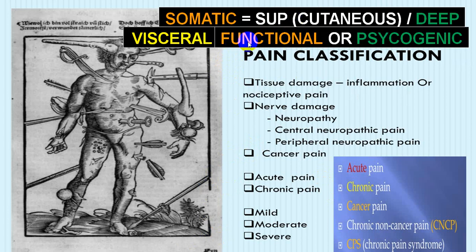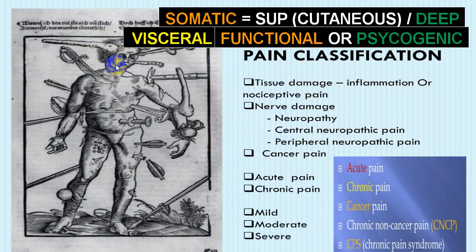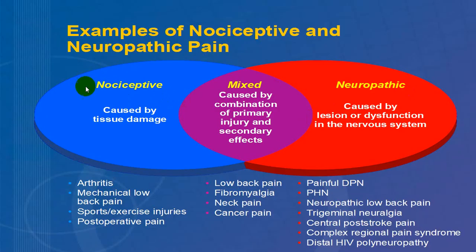Now there is another group where there is no basic damage to any particular structure, but the person is complaining of pain, which we call functional or psychogenic. And in that, you don't require any specific treatment. You require a psychological treatment, where you don't require analgesics. So basically, one way of dividing pain is into nociceptive pain and neuropathic pain. So these two groups, nociceptive and neuropathic.